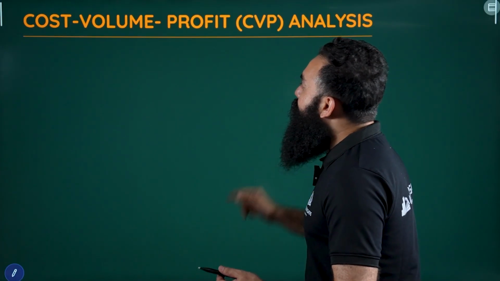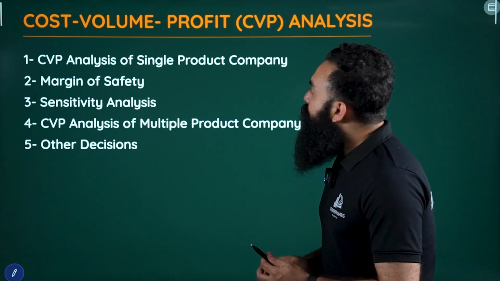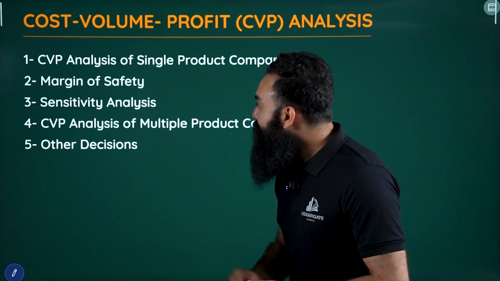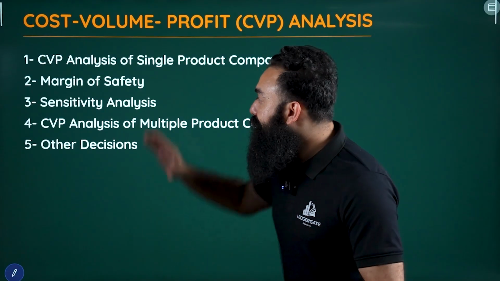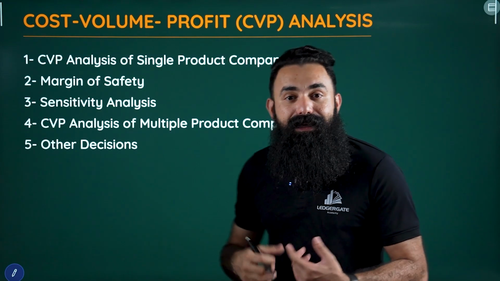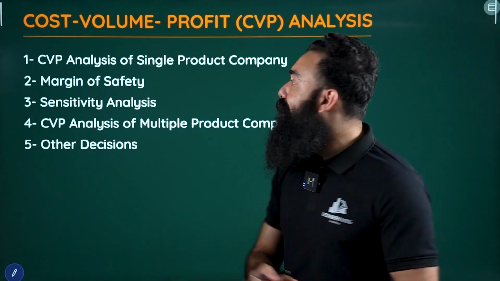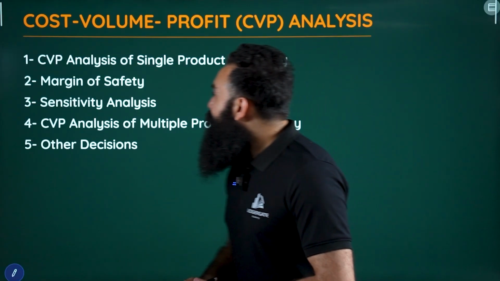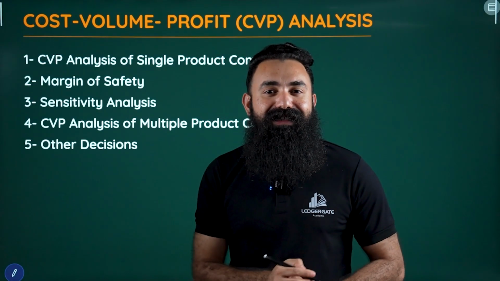So in this topic we are going to discuss these subtopics. We'll start with CVP analysis of a single product company. Secondly, we will discuss the CVP analysis of a multiple product company. I'm not discussing in order. And third, margin of safety, sensitivity analysis and other kinds of decisions. All these topics will be discussed under cost, volume, profit analysis. Now, let's start with the CVP analysis of a single product company.